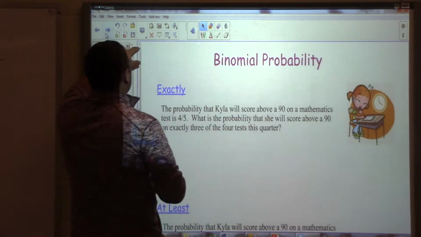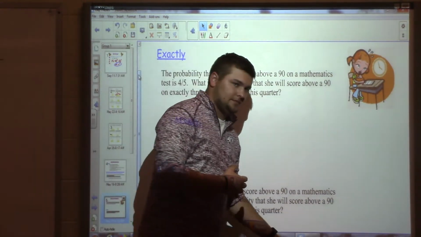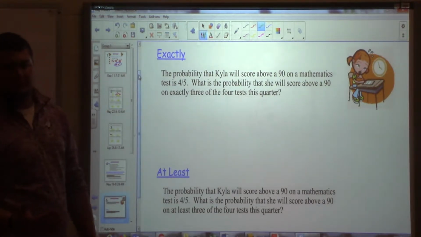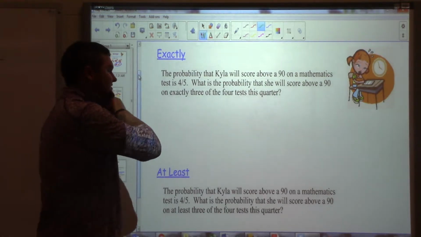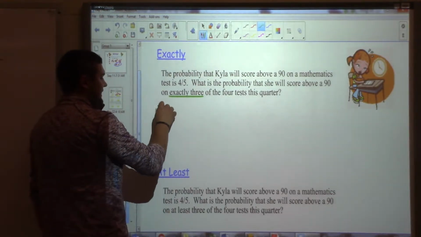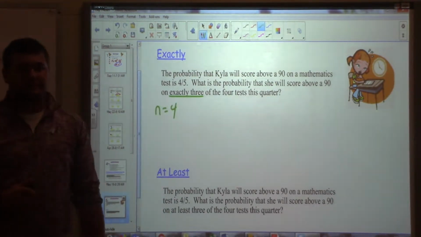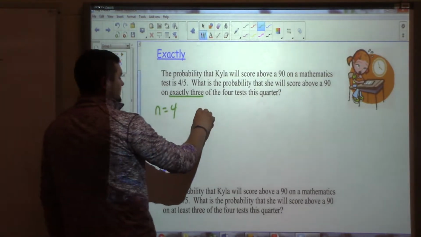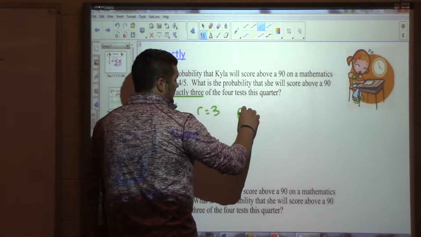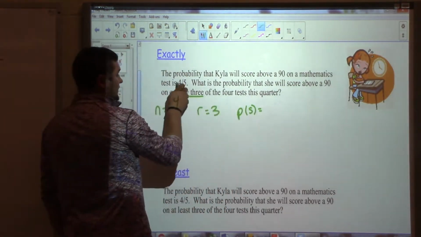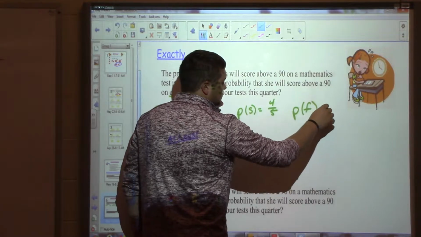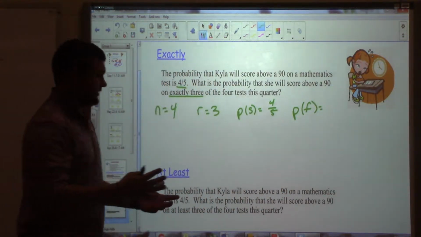Let's try some examples. The first one's an exactly problem, like what we did on Friday. The probability that Kyla will score above a 90 on a mathematics test is 4/5. What's the probability she'll score above a 90 on exactly 3 of 4 tests? So exactly 3. Right? So n equals 4, because there are 4 tests. r equals 3, because I want her to score above a 90 on exactly 3 of them. What's my probability of success? 4 out of 5, right? 4/5, which means my probability of failure is going to be 1/5.